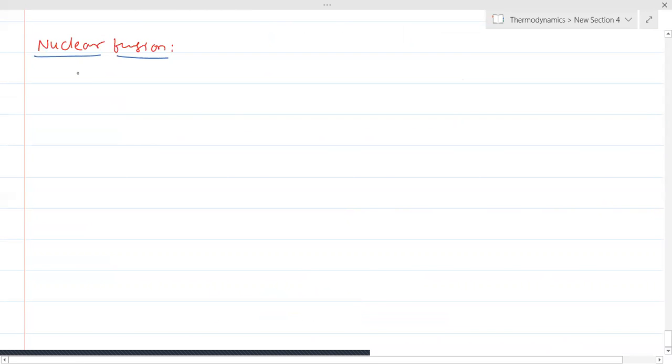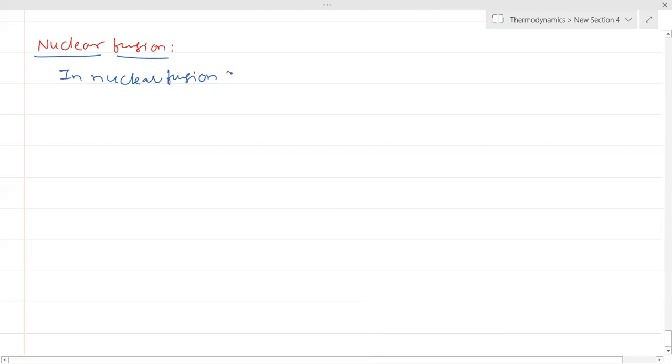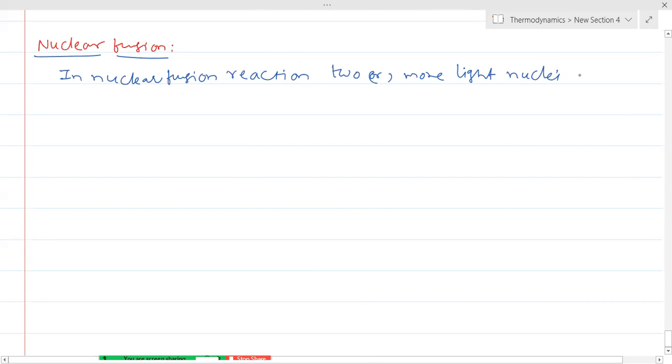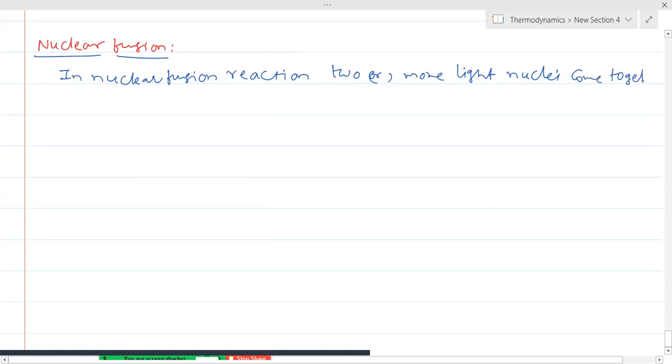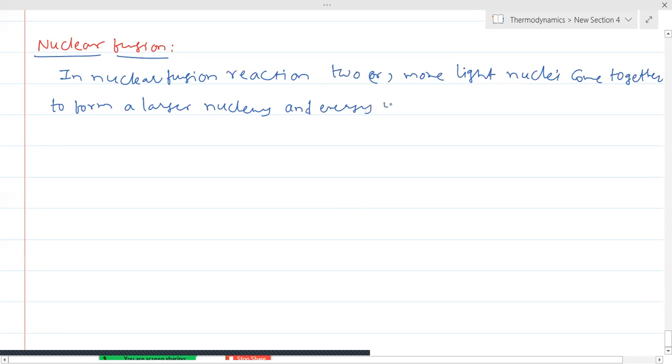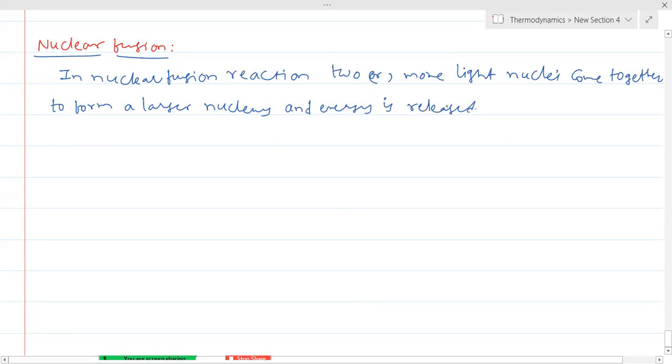So nuclear fusion means, in a nuclear fusion reaction, two or more light nuclei come together to form a larger nucleus and energy is released. So lighter nuclei, to get stability, are combined to form bigger nuclei.